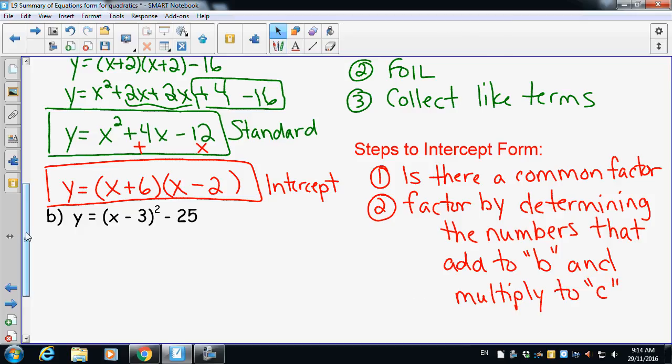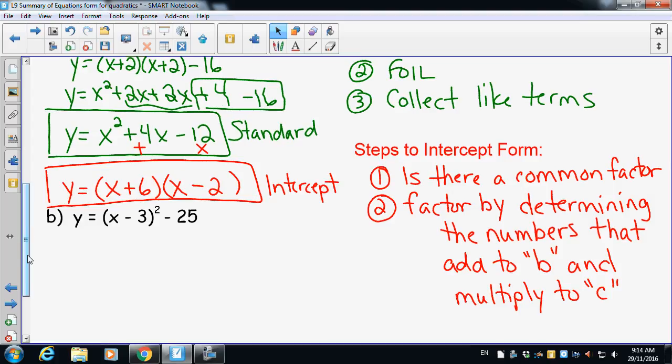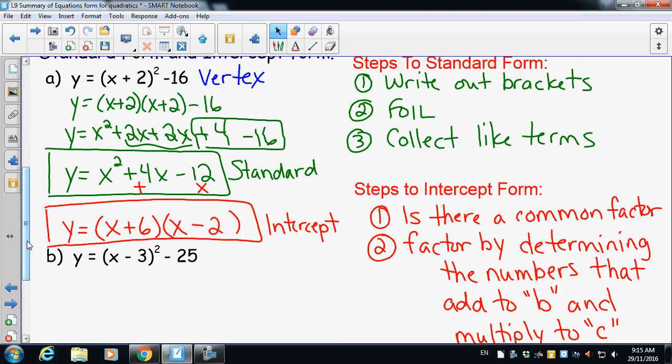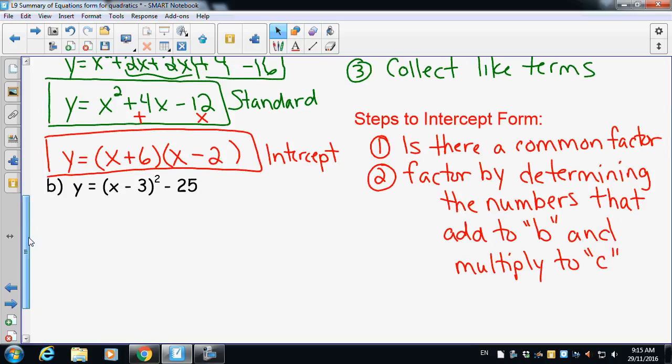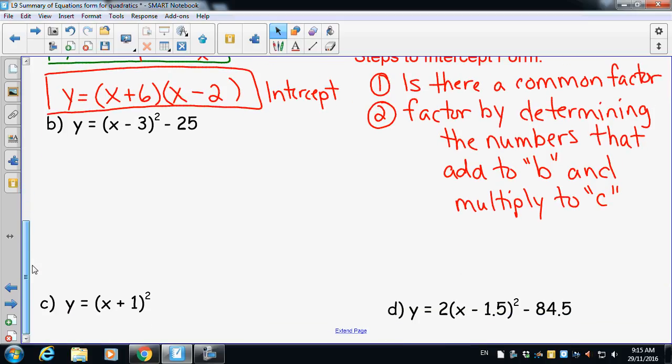So you notice we needed to have one form to get the next. So I started with vertex. In order to get my standard form, I needed the vertex form to expand and simplify. And then in order to get my intercept form, I needed the standard form so I could factor it. So they're kind of dependent on each other. All right, we're going to do a few examples and then you're going to try some of them yourself.